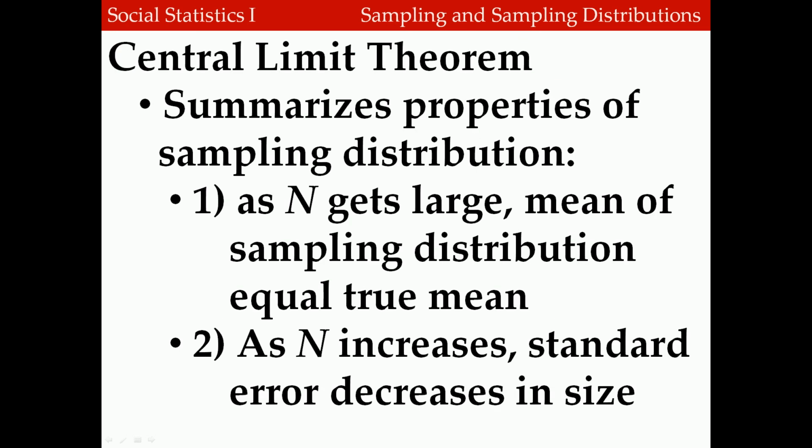Let's talk about something called the central limit theorem now. We can summarize the properties of a sampling distribution using the central limit theorem, which tells us that as the sample size for each individual sample n gets large, the mean of the sampling distribution is equal to the true population mean. And it also tells us that as n increases, the standard error decreases in size. So this is something that we already saw from our sampling experiments. But the central limit theorem tells us how the sampling distribution behaves across all possible samples of the same size.